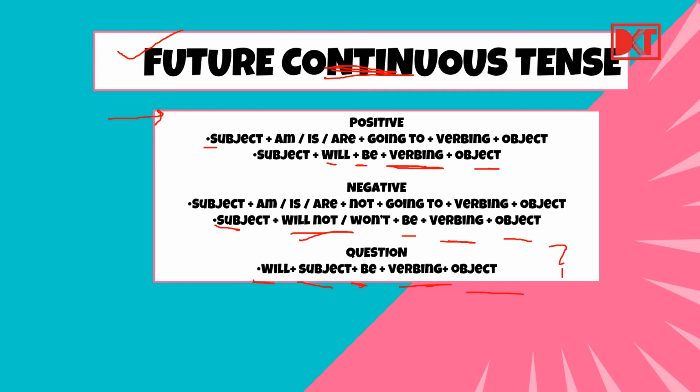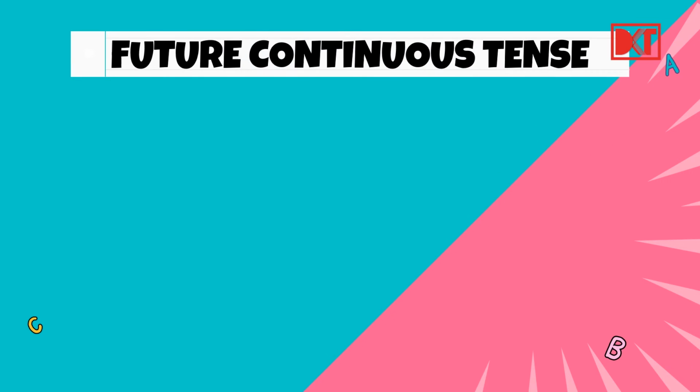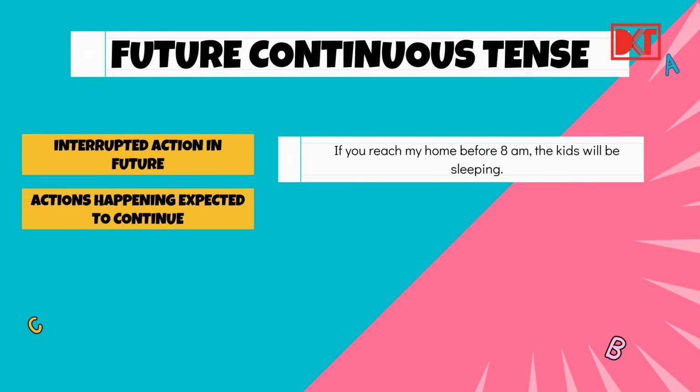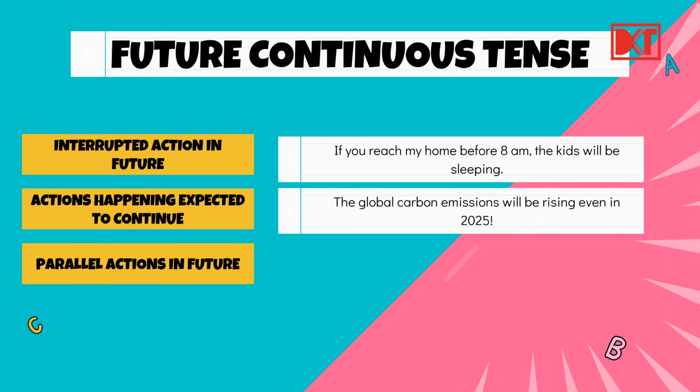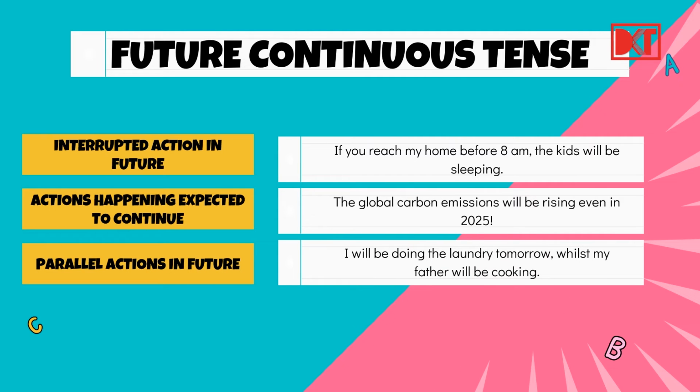Let's see the uses now. Okay, so here we have the future continuous tense and its uses. We saw how it is formed. Let's see its uses. Like, to tell about an interrupted action in future. If you reach my home before 8 a.m., the kids will be sleeping. Right. Then actions happening expected to continue, which means the actions which are happening right now are expected to continue. Like the global carbon emissions will be rising even in 2025.